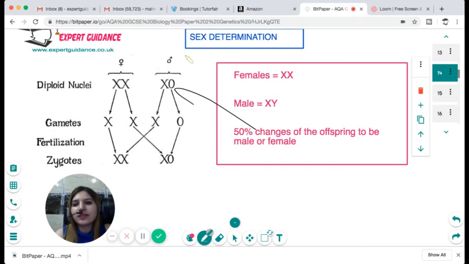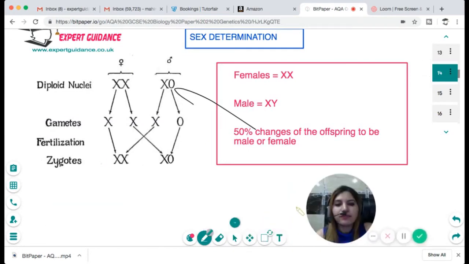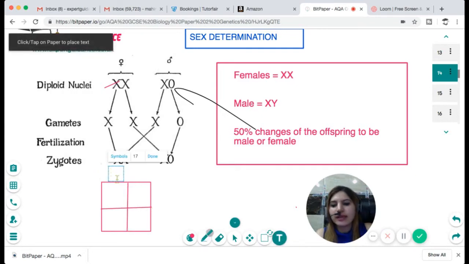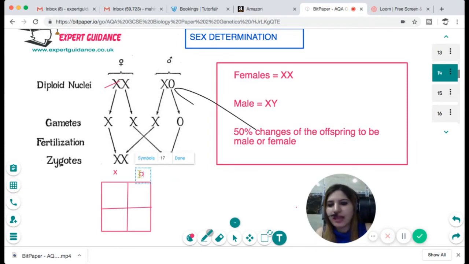Now, in a similar way, we can do sex determination. In humans, you need to remember that the male is always XY and the female is always XX. So now, if we draw the Punnett square of that, the male gametes will separate into X and Y, and the female would be XX.